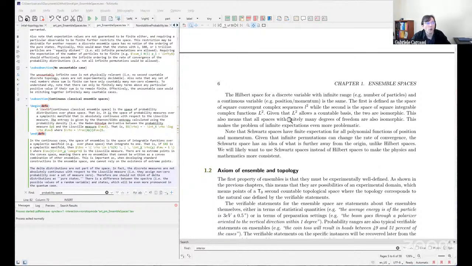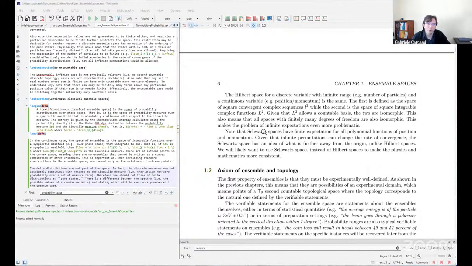This means that all spaces with finitely many degrees of freedom in quantum mechanics are also isomorphic. This makes the problem of infinite expectation even more problematic, because whether I have one particle or one billion particles, the Hilbert space is the same. And so it's clear to me that the Hilbert space is not the correct space, and it's unclear to me which is the correct one.